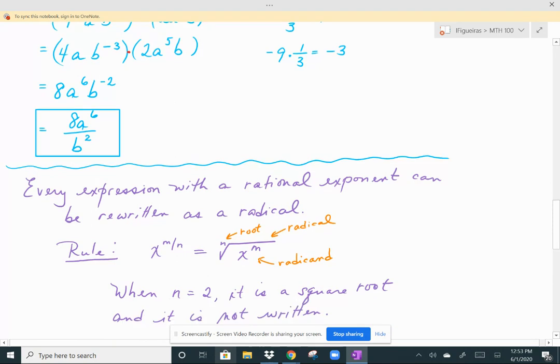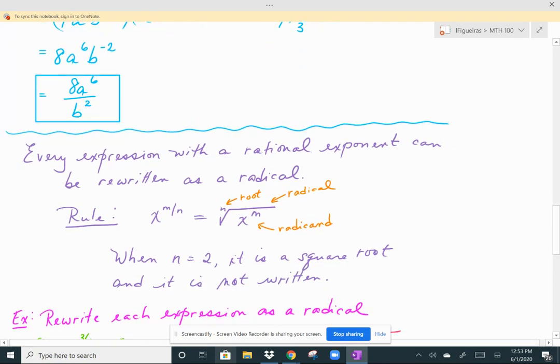So here's another part of this lesson. Every expression with a rational exponent can be rewritten as a radical. So in other words, if I have an exponential expression here, x to the m over n being the fraction, that is the same as saying the nth root of x to the m. Notice that the denominator becomes the root.